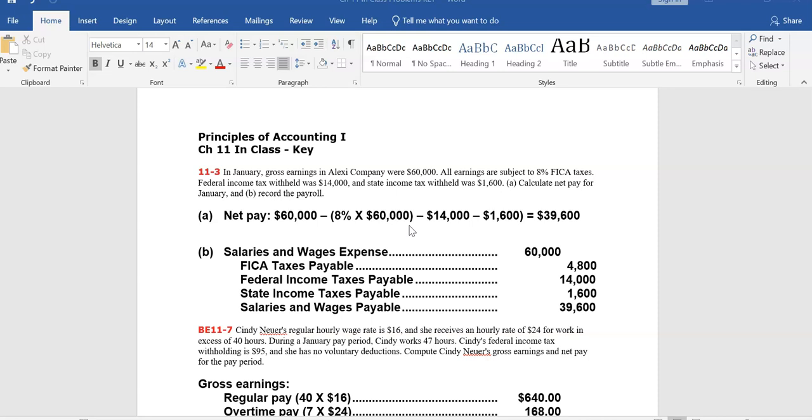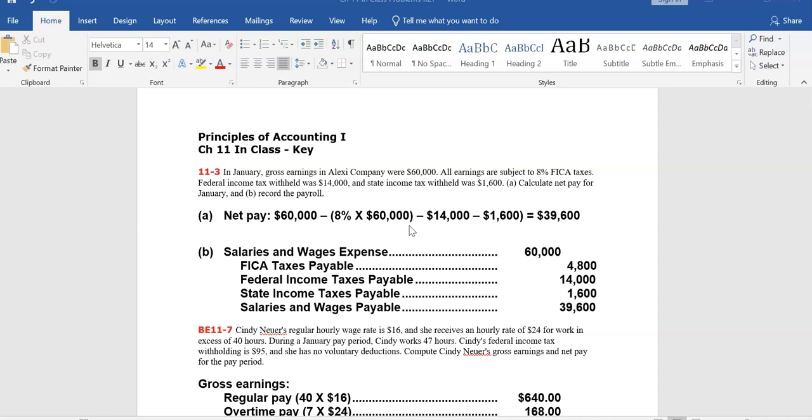In January, gross earnings in Alexi company were $60,000. Essentially what they're saying is that all the employees during January earned and grossed $60,000 in pay. Alexi company has to pay that amount to the employees. All earnings are subject to 8% FICA taxes. Federal income tax withheld was $14,000. State income tax withheld was $1,600.